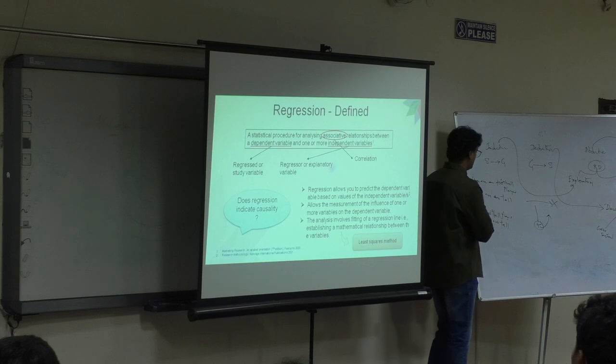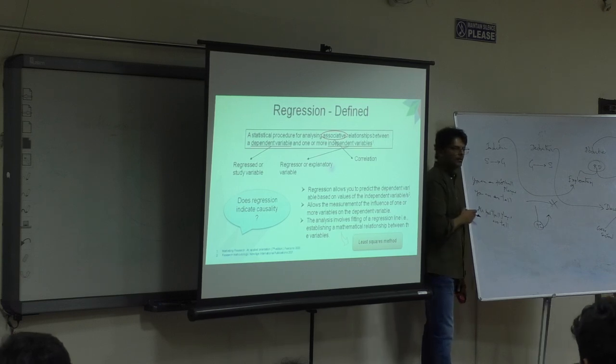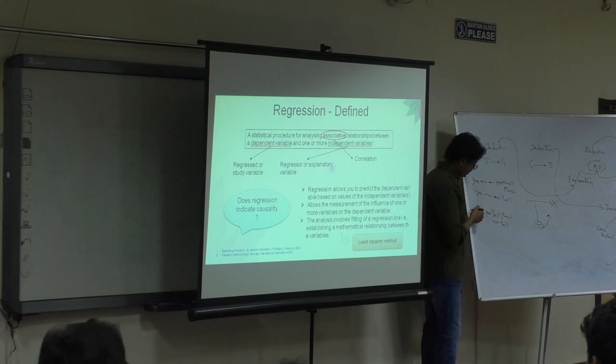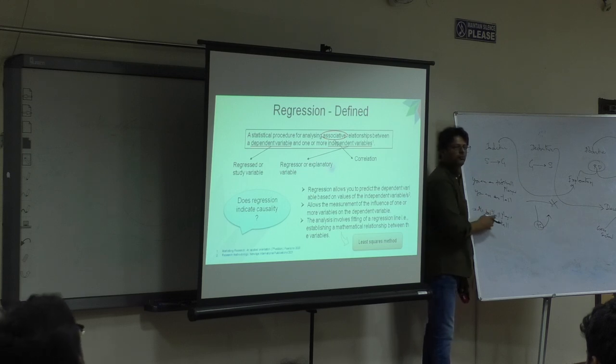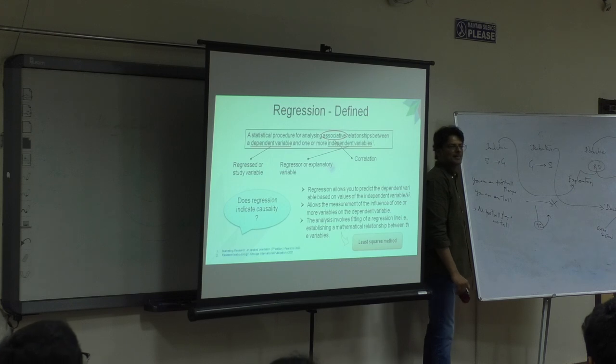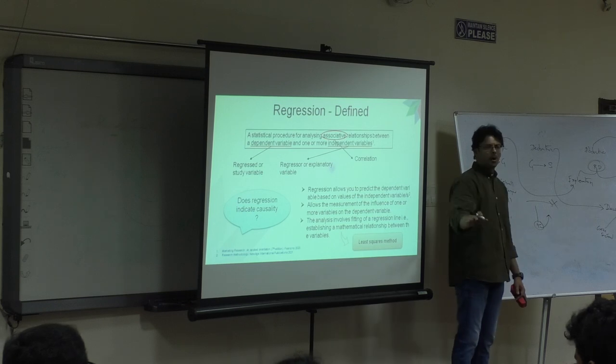Induction. Why? Because I'm going from specific to general. I'm looking at you. You are a football player. You are tall, which means I'm making the logic that all football players are tall. Now can you give me an example of deductive? Because football players are tall, A is a football player, so A is tall. All football players is nothing but my general, which is my theory.